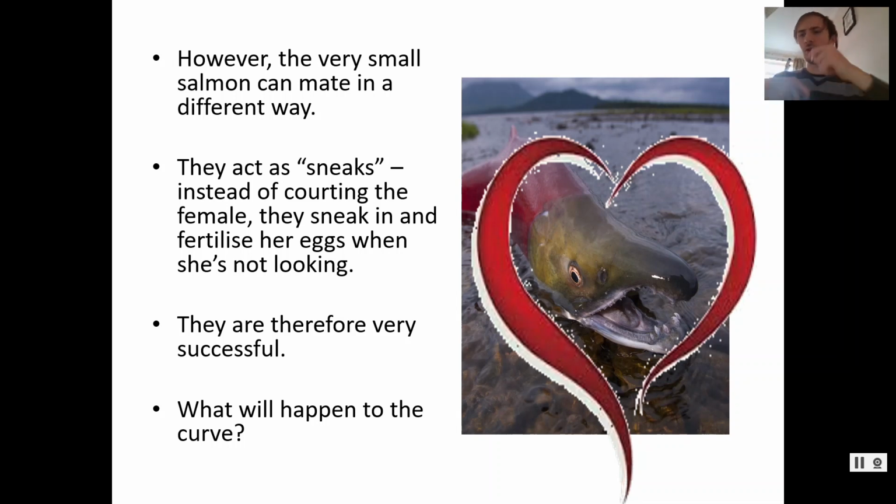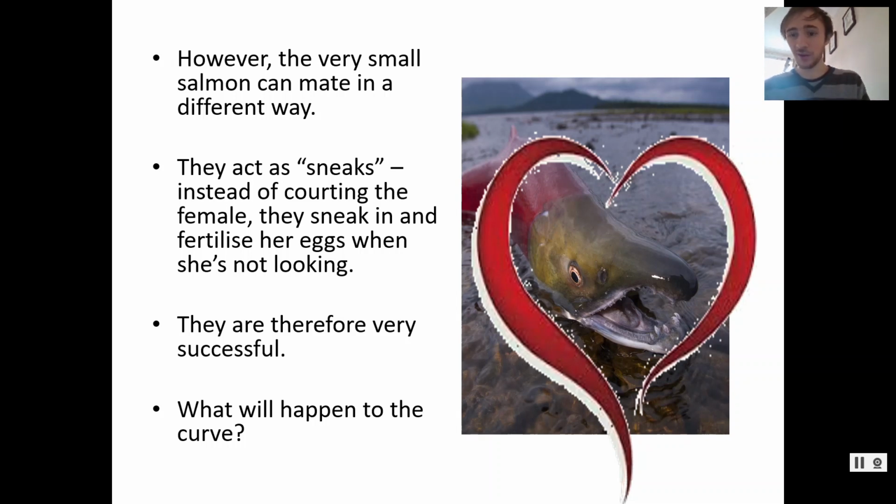Now you've got large salmon being selected for and small salmon being selected for. What about the medium salmon? Well, now the medium salmon is actually the worst possible variety, mating-wise. You're not big enough to attract a female, or you're less likely to than a big one. You're not small enough to sneak, so you are going to have the least number of children because you are medium. So what should happen to the curve?